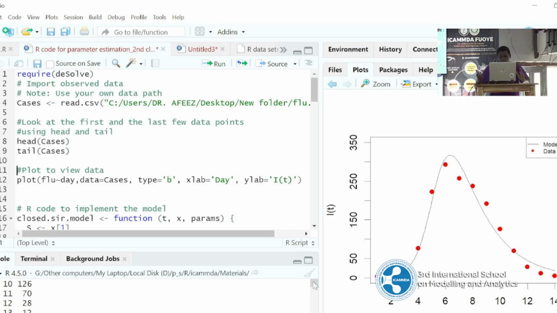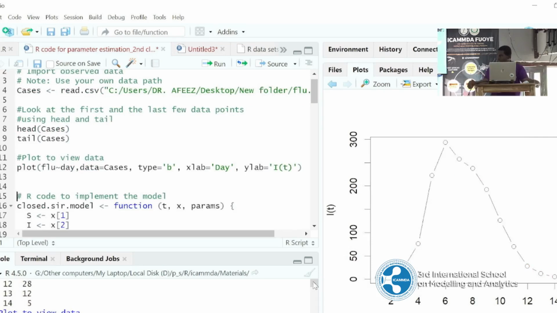Okay. Now plot to view the data, just to see how the data looks. Okay. So this is the data. I believe you have this as well. Yes, data flu. I've sent data flu to you since morning. So read in the data flu data. Right? How many of us have this plotted?